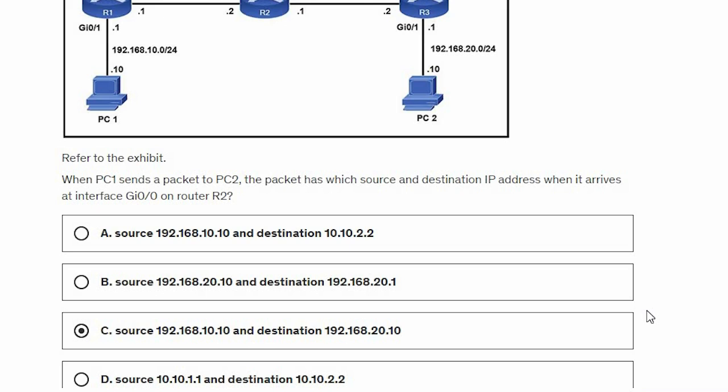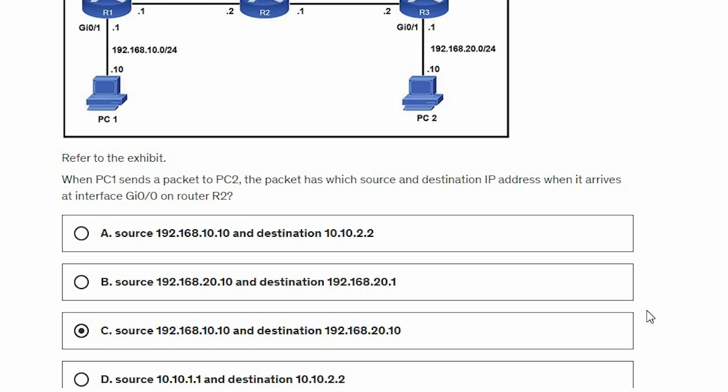Answer number 3, which is the correct answer. The source IP address 192.168.10.10 is the IP address of PC1, and the destination IP address 192.168.20.10 is the IP address of PC2. This combination matches the scenario described in this exhibit, where the packet arrives at interface Gi0/0/0 on router R2. This is the correct answer.